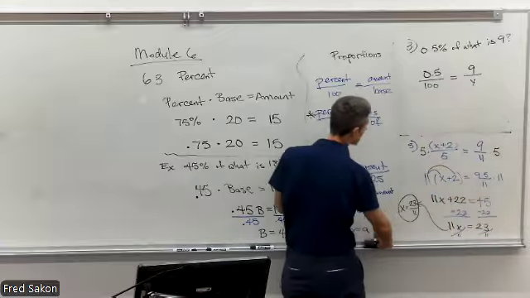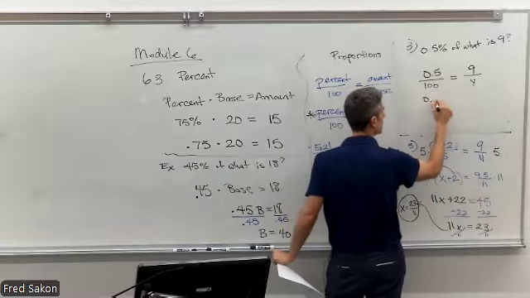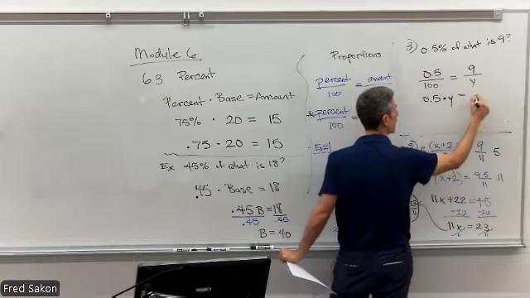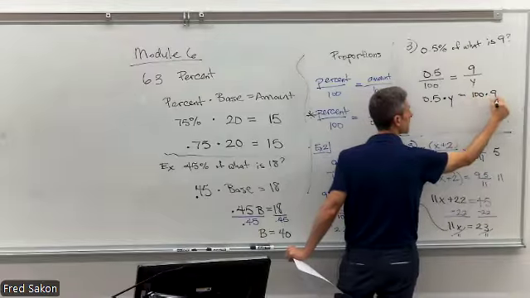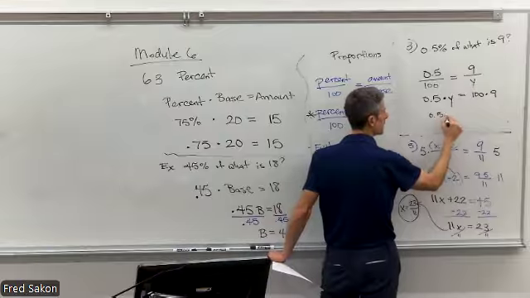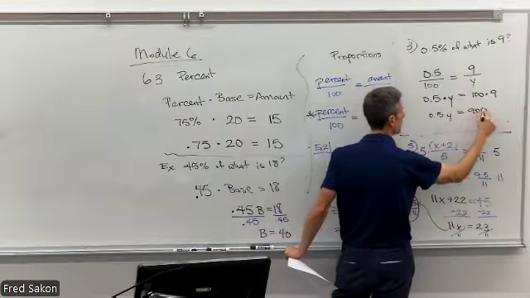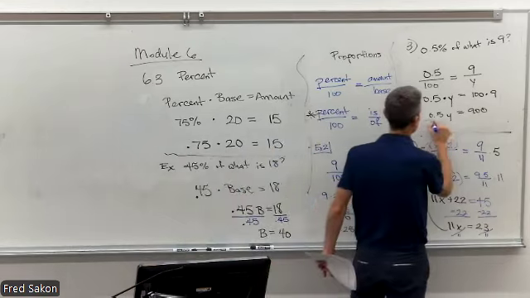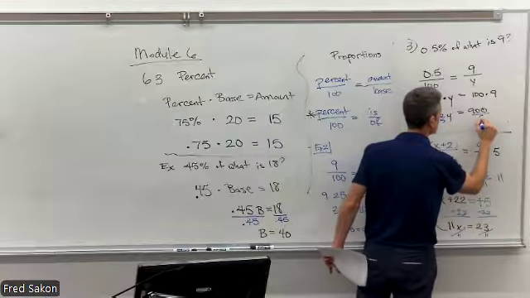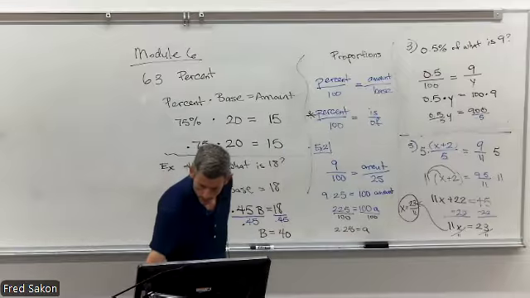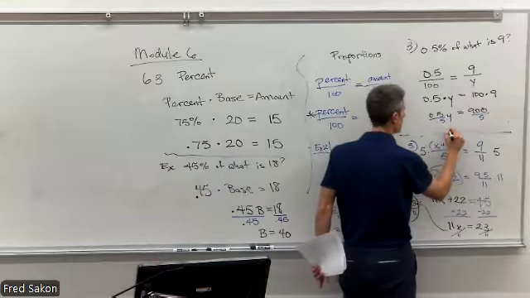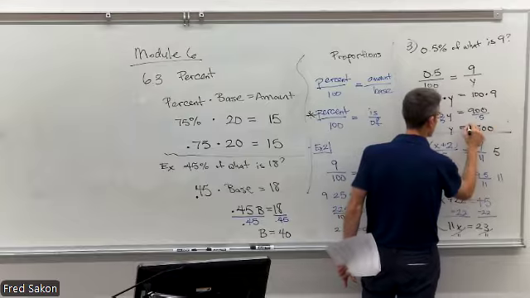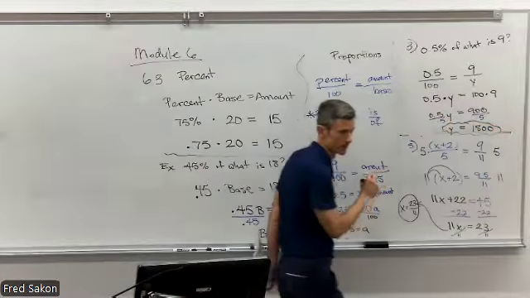Then I can use like cross multiplication strategy. 0.5 times Y equal that way 100 times 9. So I got 0.5Y equal 900. Divide 0.5. What do I get? 0.5 on 900. Confirm for yourself, you get 1800 there.